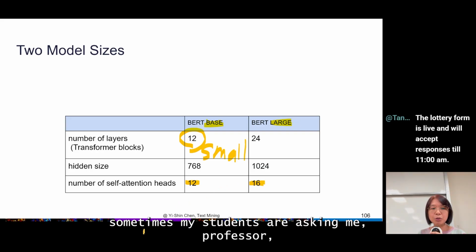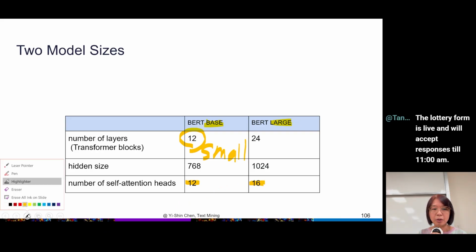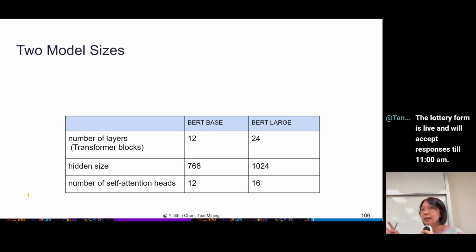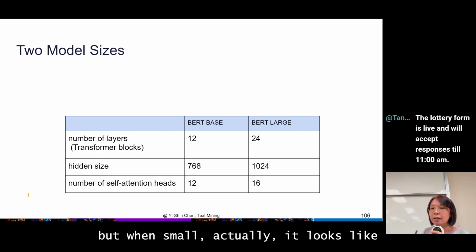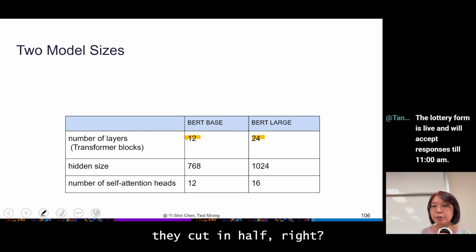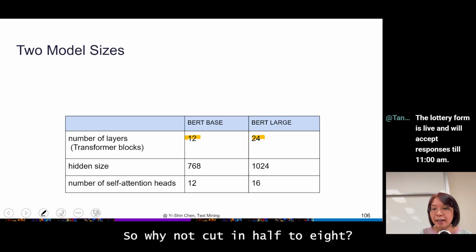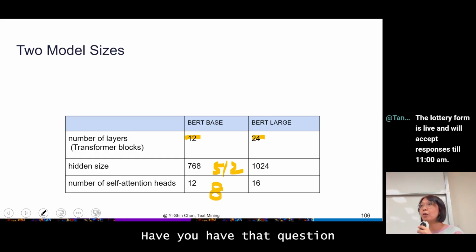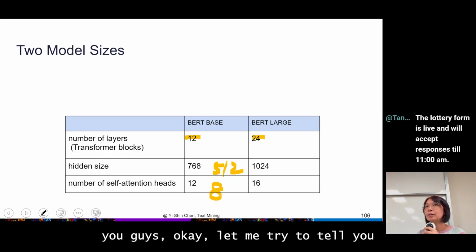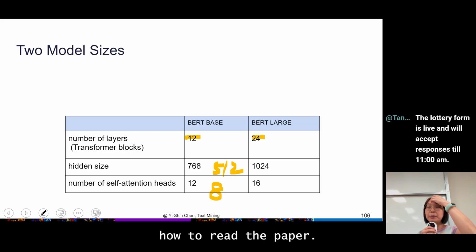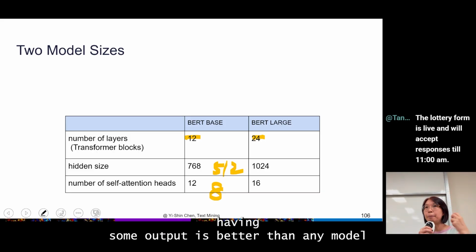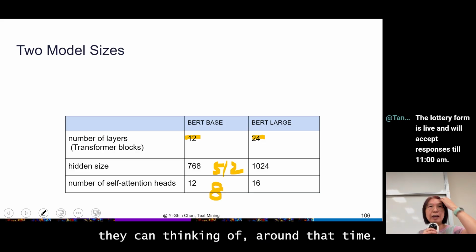Sometimes my students ask me, Professor, I can understand that large is big, but the small one looks like they cut it in half, right? So why not cut in half to 8? Have you had that question, you guys? Okay, let me tell you how to read the paper. Why do they need to have the large one? Because they need to have output that is better than any model they can think of.